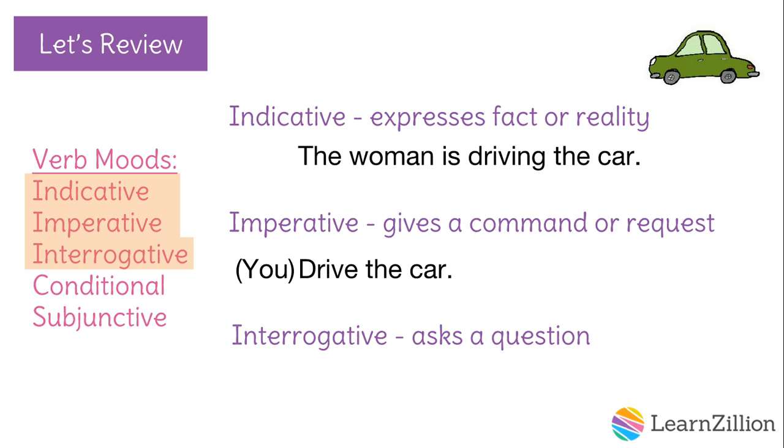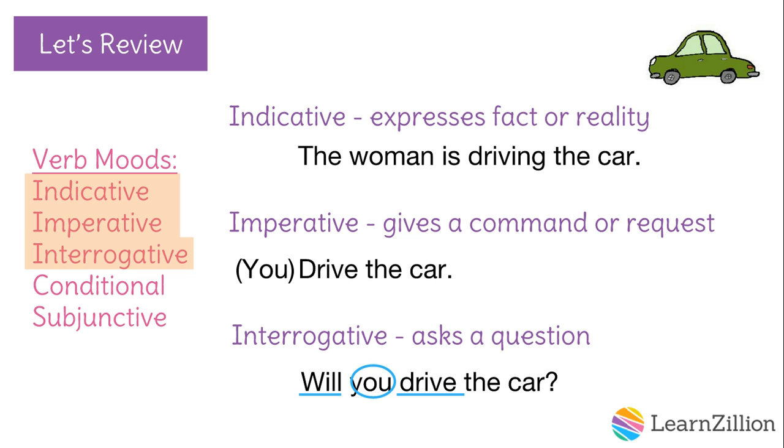We also have the interrogative mood, which asks a question, like in this example. Will you drive the car? A common marker for the interrogative mood is that the subject and verb are often switched around, with the verb either coming before the subject or the subject coming in between the verbs, like in our example.